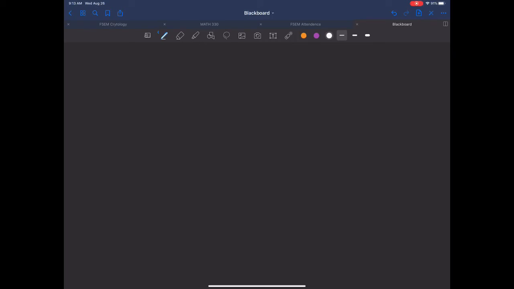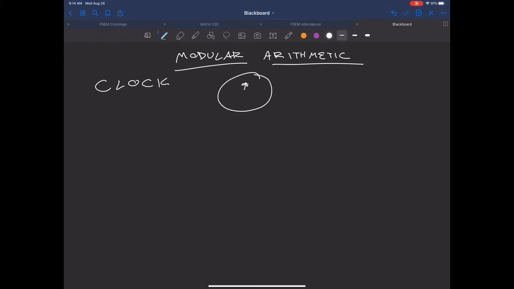All right, so today we are going to talk about a type of math called modular arithmetic. And it's actually a style of math that you know very well, even though it may sound like a big fancy name. So we are going to start by considering a clock. All right, we all know our clocks.